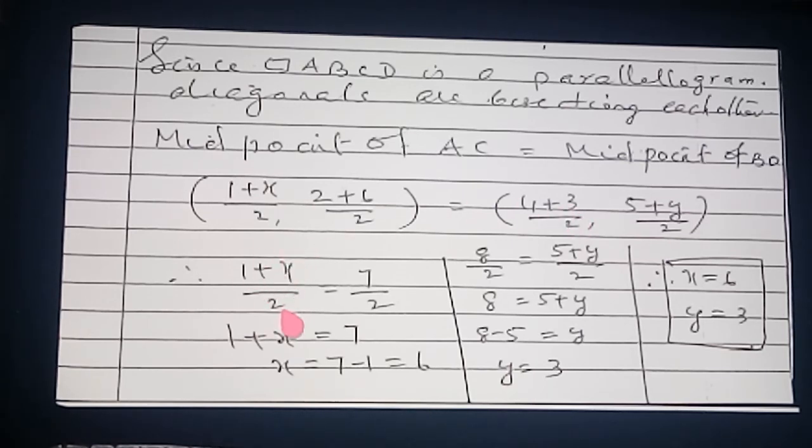(1 plus x) by 2 is equal to (4 plus 3), 7, 7 by 2. Denominators 2 and 2 cancel. So 1 plus x is equal to 7. Therefore x is equal to 7 minus 1, 6. Similarly, equate the y coordinates. 2 plus 6, how much coming? 8. 8 by 2 is equal to (5 plus y) by 2. Denominator 2 cancel. 8 is equal to 5 plus y. Therefore bring this 5 to the other side. So 8 minus 5, how much coming? 3. Therefore y is equal to 3. So you got the values of x and y both.